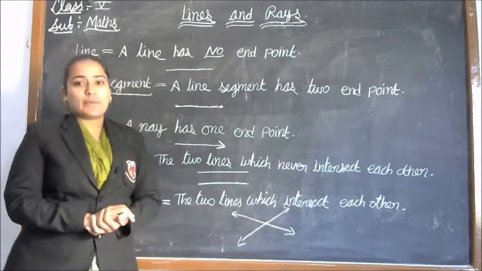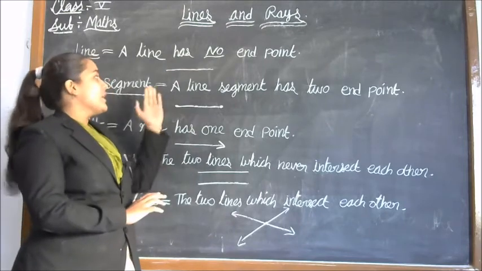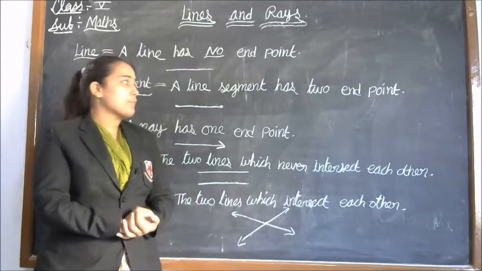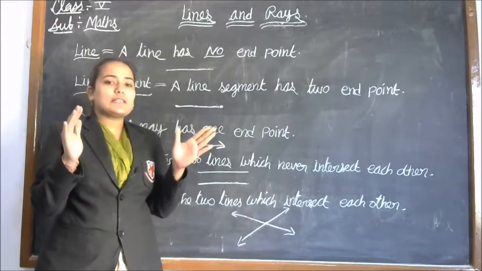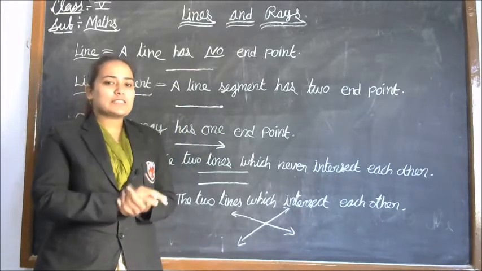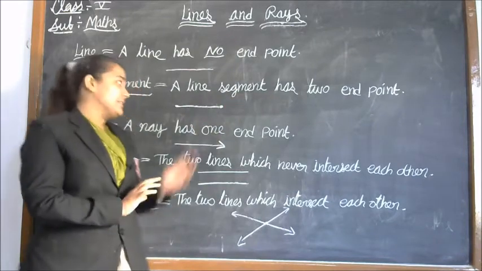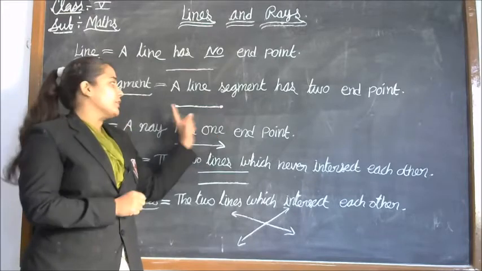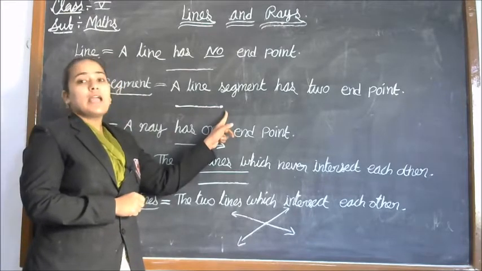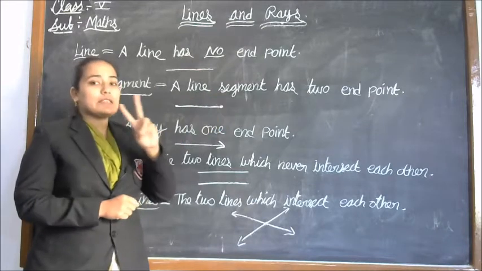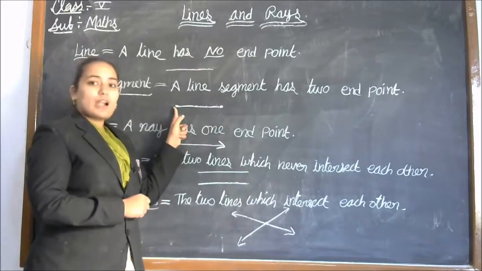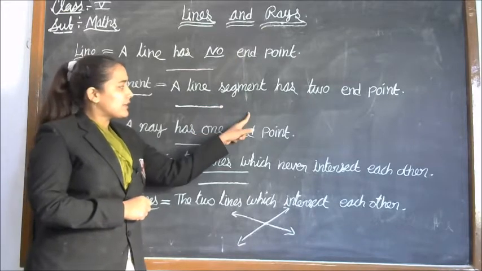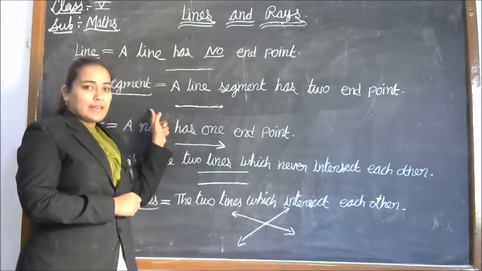But a line segment has two end points, which means the distance is fixed. We cannot extend it from a fixed distance. This is the starting point and this is the ending point. It starts from this point and ends at this point. It cannot extend right and it cannot extend left.